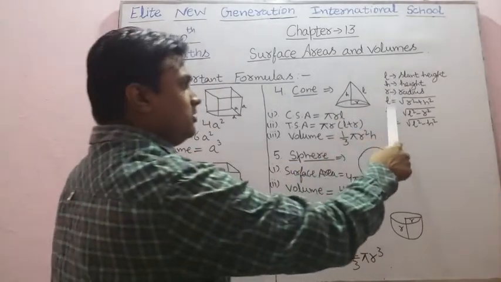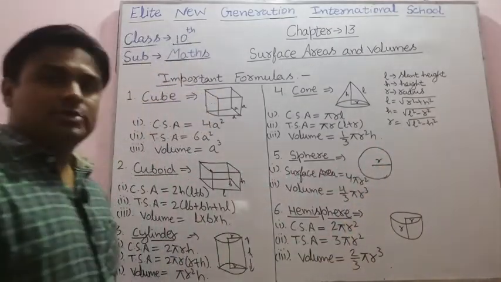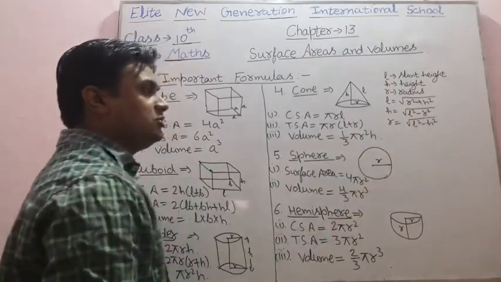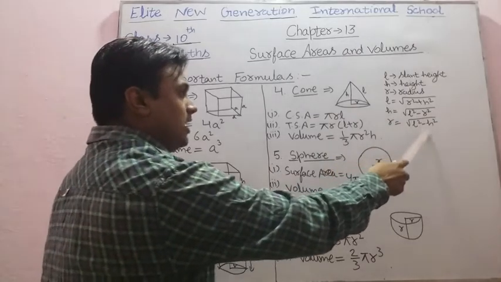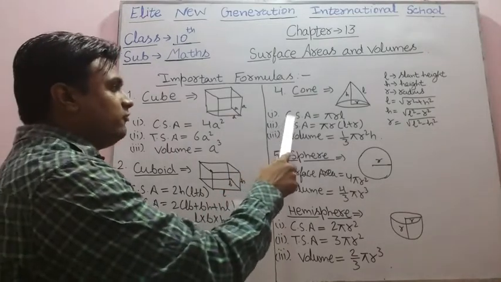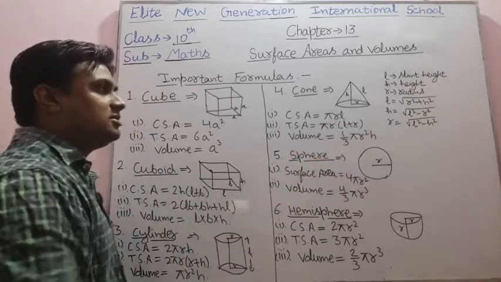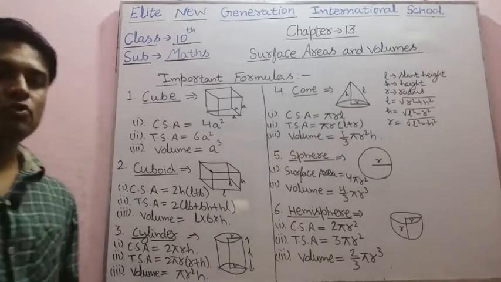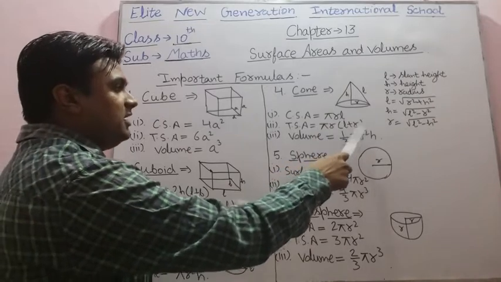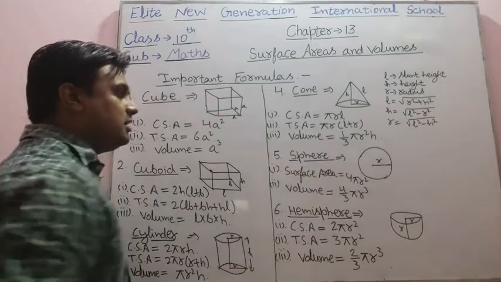If we want to find the value of slant height, it is given by under root R square plus H square, and height is calculated by the formula under root L square minus R square, and R is given by under root L square minus H square. By using these formulas we calculate the curved surface area. The curved surface area of a cone is given by pi R L. Then the total surface area of a cone is given by pi R in bracket (L plus R). The volume of a cone is given by 1 upon 3 pi R square H.